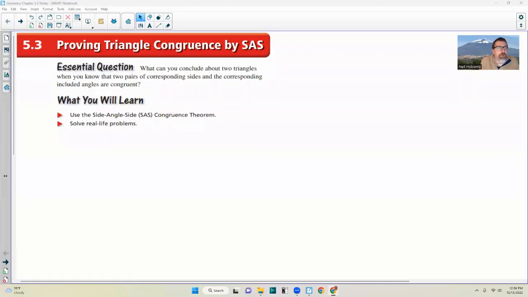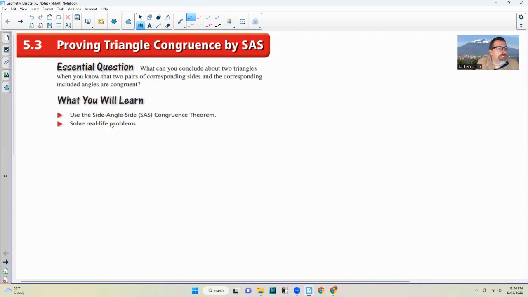Okay, this is chapter 5.3, proving triangle congruence by SAS. All right, SAS, that is side, angle, side. So the essential question says, what can you conclude about two angles when you know that the two pairs of corresponding sides and the corresponding included angle are congruent? Kind of a complex question there until you look at the exercise as an example.